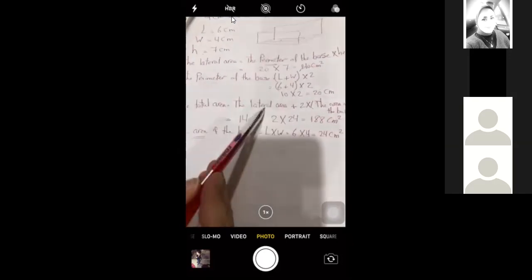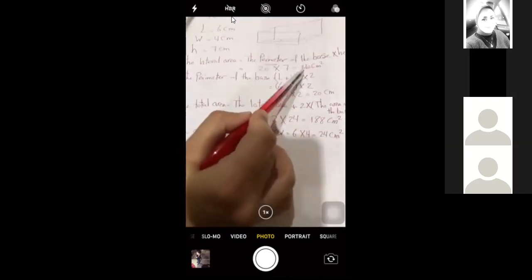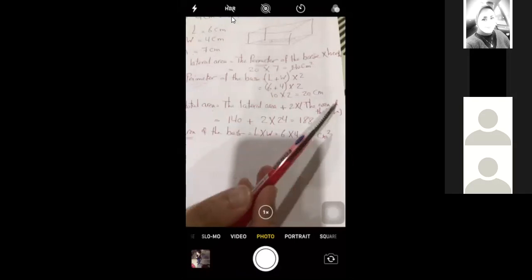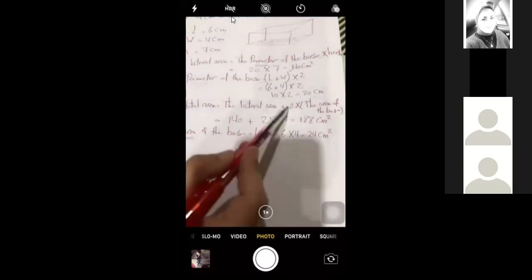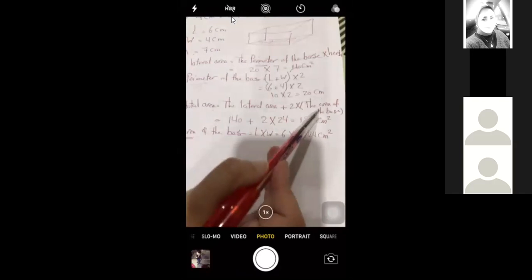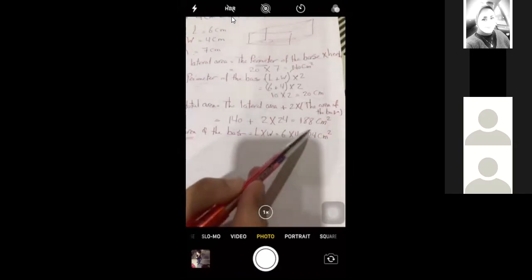Okay, look Omar, to get the total area, I should have the lateral area. I bring it. The lateral area, I bring it, plus 2 multiply the area of one base. I should get the area of one base. So the area of one base equals length multiply width, because the base here is a rectangle. So length multiply width, 6 multiply 4 equals 24. Then I put the numbers. The lateral area I got is 140. I put it down. Plus, I put 2 multiply the area of the base, which I got as 24.